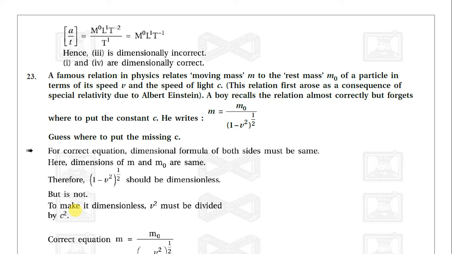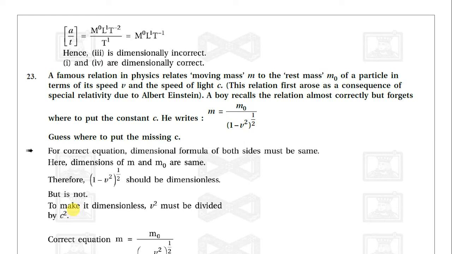The famous relationship in physics relates the moving mass m to the rest mass m0 of a particle in terms of its speed v and the speed of light c. This relation is a consequence of the special relativity due to Albert Einstein. A boy recalled the relation almost correctly, but forgot where to put the constant c. He wrote that m is equal to m0 times 1 minus v square raised to 1 half. So guess where to put the missing c.